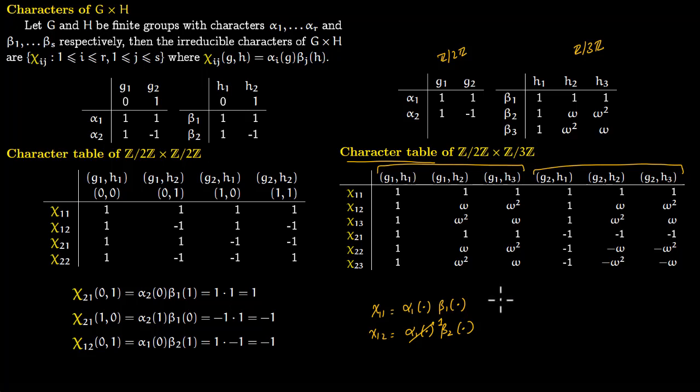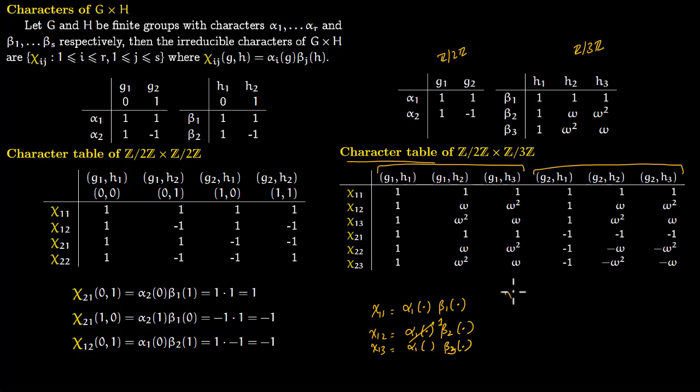Similarly you can talk about chi 1 3. Again the first element is 1, so it doesn't matter whether you put G1 or G2, it is going to give you 1. The second element is beta 3, because this is 3 here, so everything depends upon beta 3, which is 1, omega square, omega, and then you multiply it with 1 corresponding to alpha 1, so you just get 1, omega square, omega, 1, omega square, omega, and you can continue this line by line.